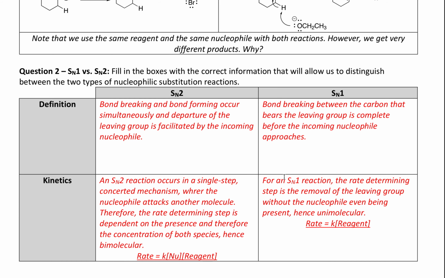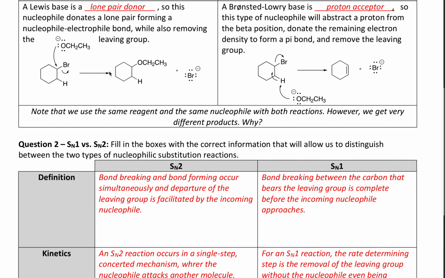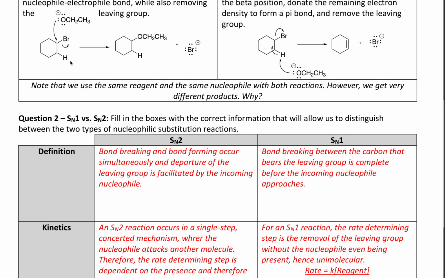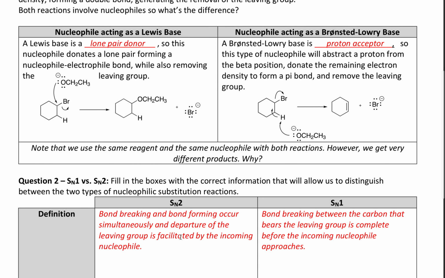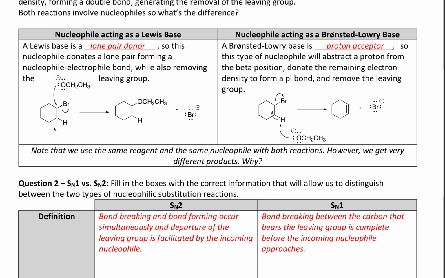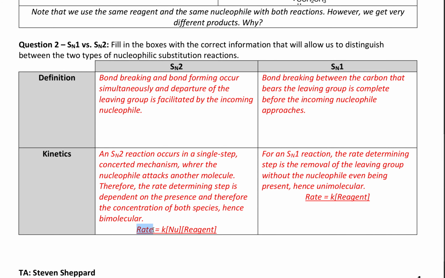All right, kinetics. So remember this back in Chem 2, we talked about kinetics, so this is all about the rates of reactions. So an SN2 reaction occurs in a single-step concerted mechanism where the nucleophile attacks another molecule. So again, we said this nucleophile is going to attack in a single-step concerted mechanism. So remember, we see the two arrows happening at once. That's concerted. And the rate-determining step is therefore dependent on the presence of both species. So we need this nucleophile and we need this reagent present to promote an SN2 reaction. So the rate law would look like this. Rate equals some rate constant k, dependent on the nucleophile and the reagent concentrations.